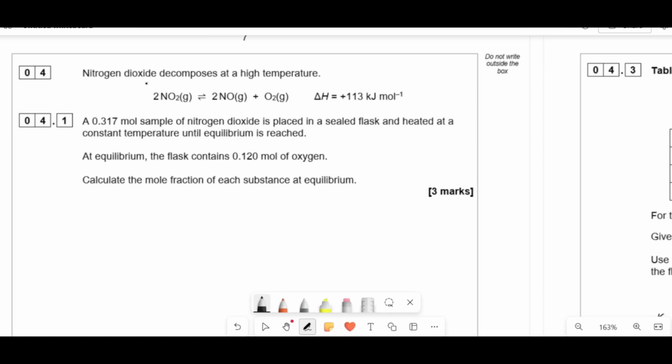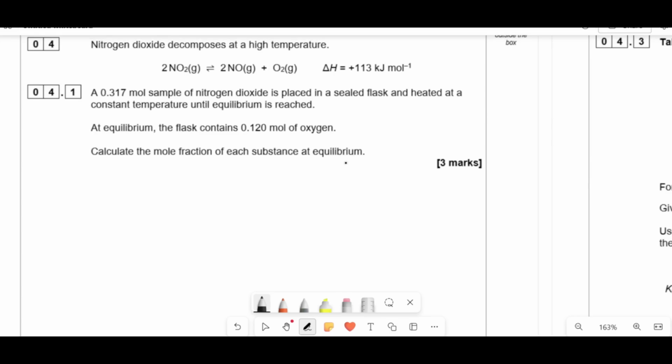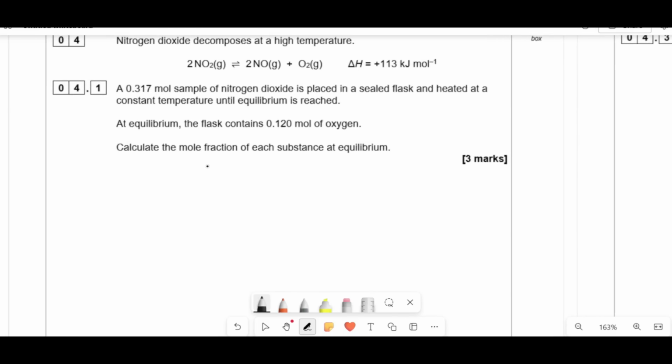Done. So now it says nitrogen dioxide decomposes at high temperature, and here's this equation. A 0.317 mole sample of nitrogen dioxide is placed in a sealed flask and heated at constant temperature until you hit equilibrium. At equilibrium, there's this much of oxygen. Calculate the mole fraction of each substance. It's really disappointing that people just dive in and work out random numbers using this and this. That's not how it works, right? You've got to read the question carefully.